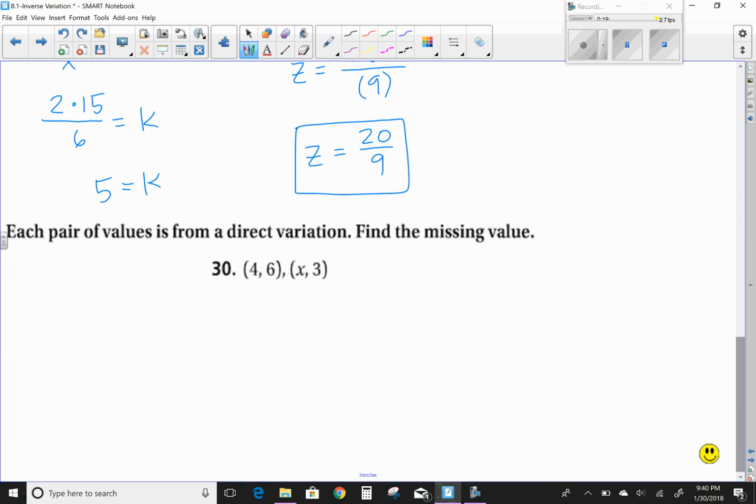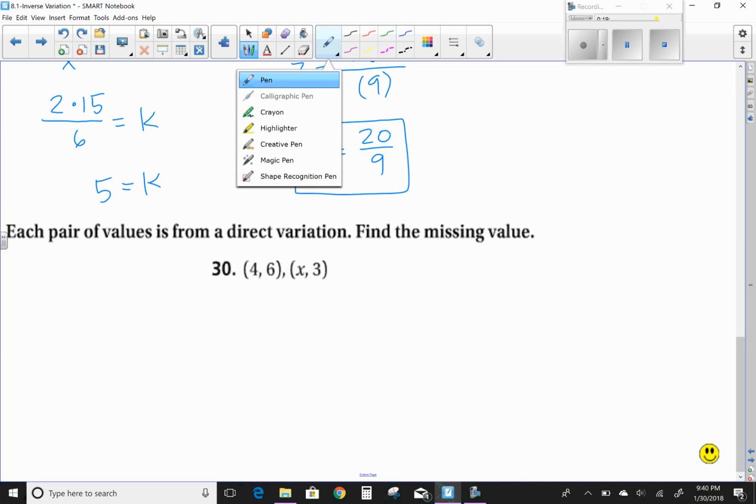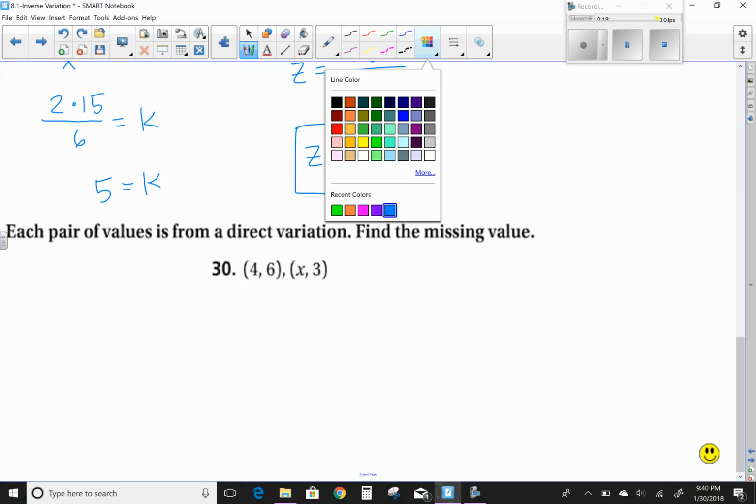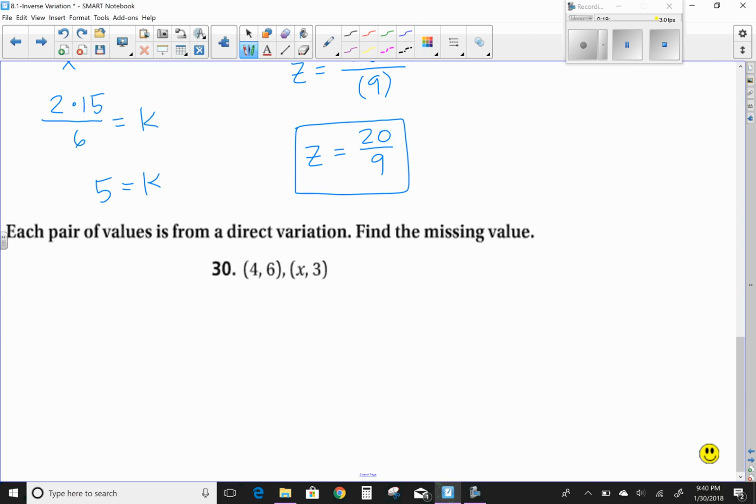All right, last problem. Each pair of values is from a direct variation. Find the missing value. Okay, they told me it was a direct variation. So if it's a direct variation, that means y equals kx. That's just the one I've memorized. If I don't have to give a model, since I don't have to give a model, I'm going to use k equals y over x.